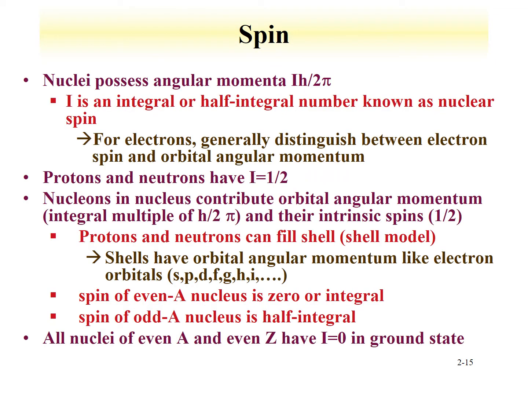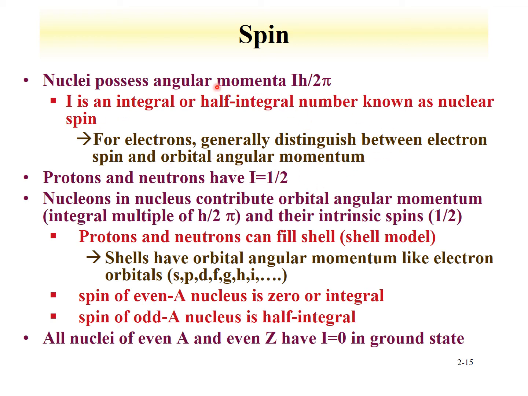All right, we're going to complete Lecture 1 by reviewing some properties of the nucleus that you may already be familiar with. One is spin. We know that nuclei possess angular momenta that can be described through this term, where I is an integer or half-integral number. So that's where your nuclear spin comes in. You've used this in NMR. We want things with spin 1/2. Electrons generally distinguish between electron spin and orbital angular momentum.